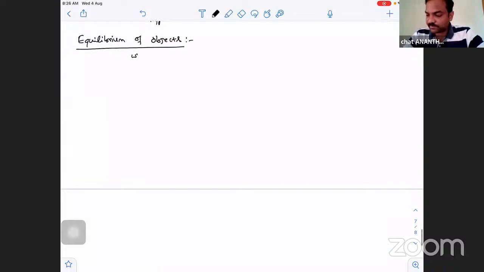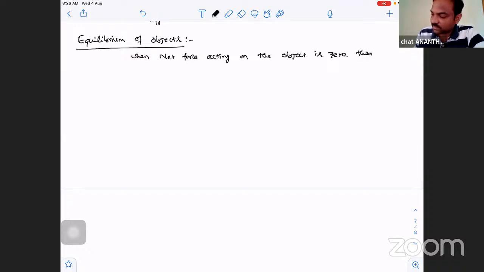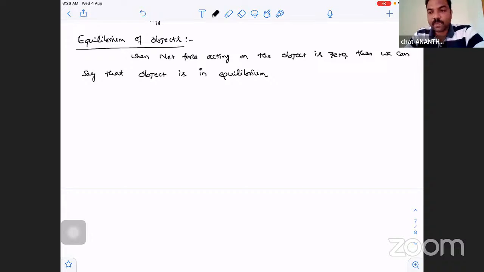So what is the meaning of equilibrium? The meaning of equilibrium is, all of you listen to me carefully: when the net force acting on the object is zero, then we say that the object is in equilibrium.